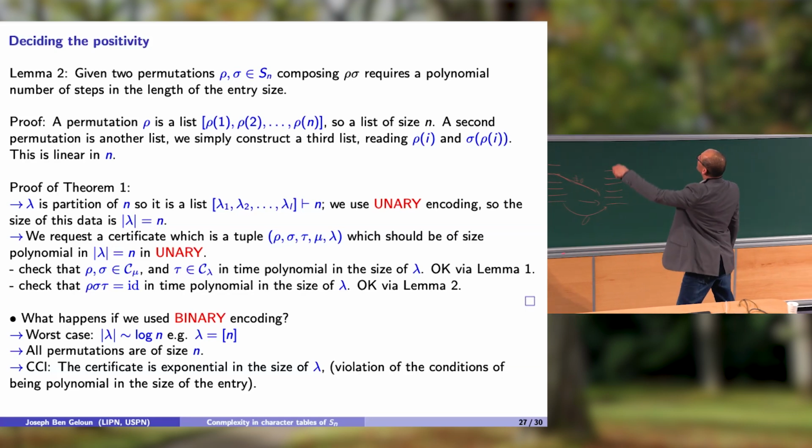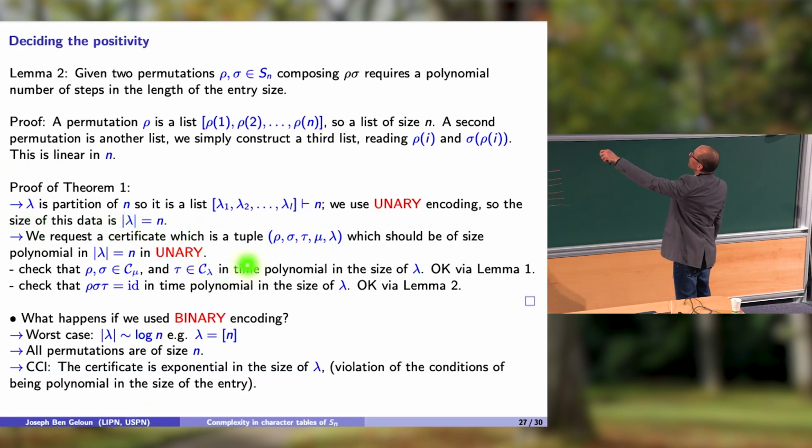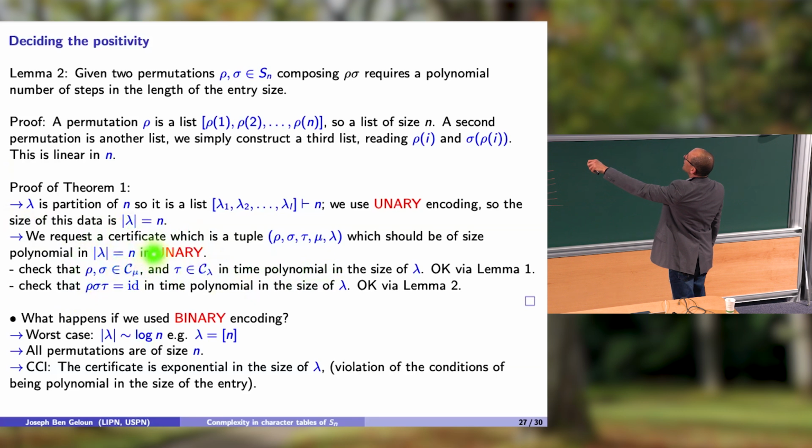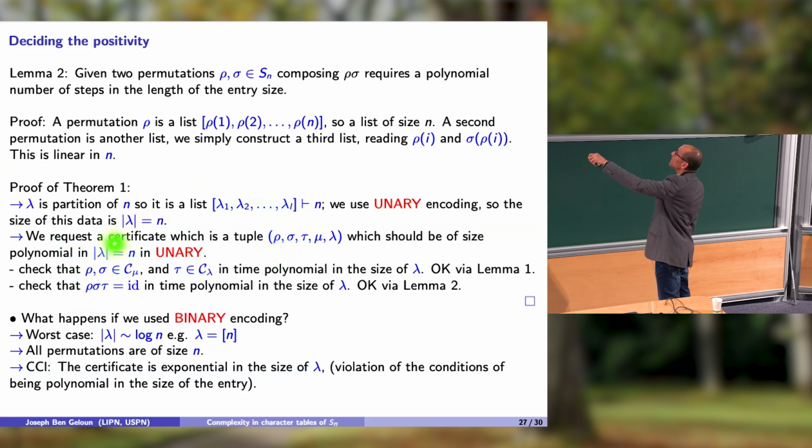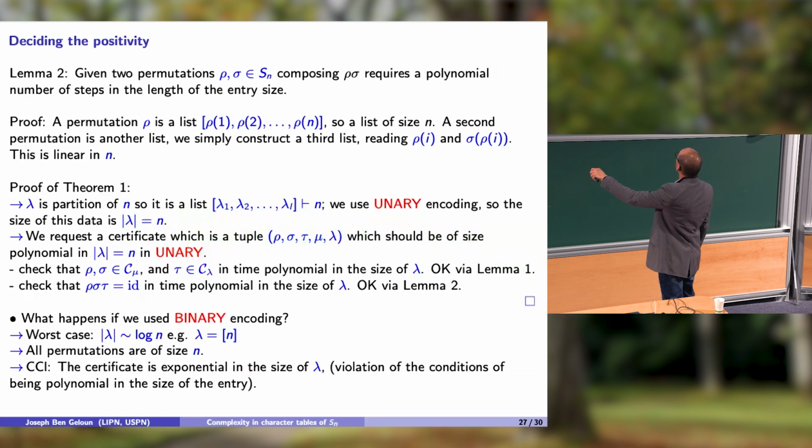All right. So let me go back to the proof of the theorem. Here, now I use an input. I will use only a unary encoding, so the size of lambda is exactly n in unary encoding, in such a way that lemma 1 and lemma 2 are true. And so your problem is in NP.